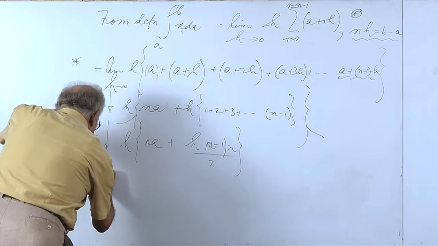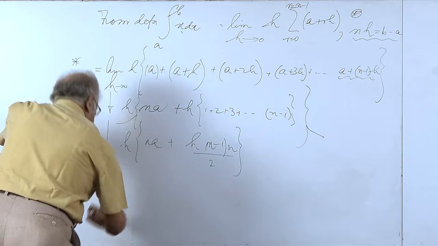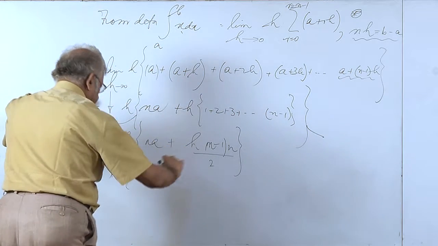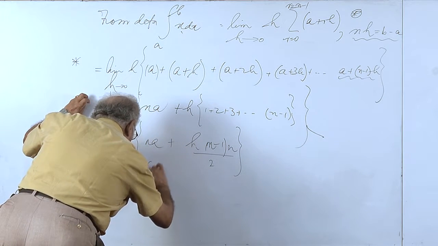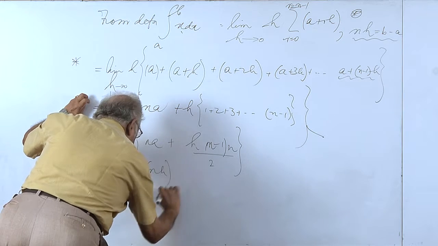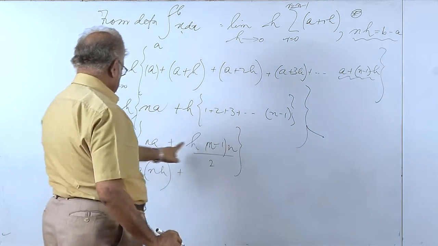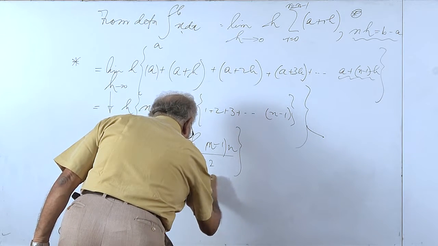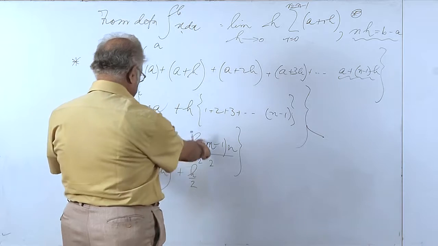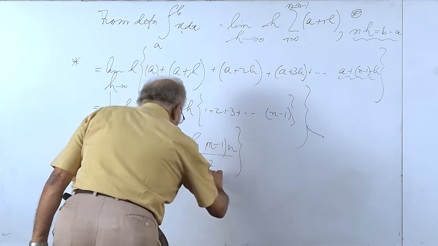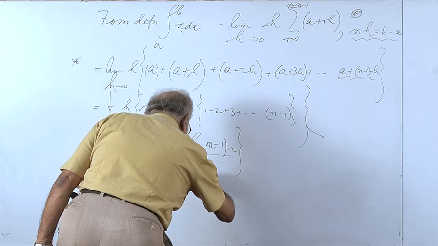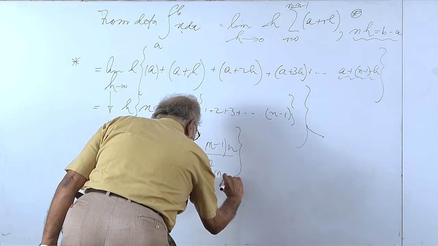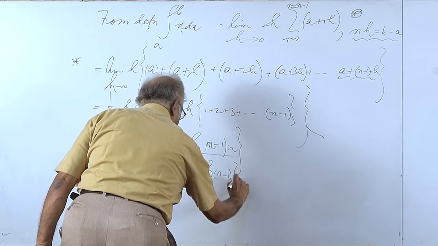This we write as limiting value as h tends to 0. Now we transport the h inside. This we write as a into nh plus, this will be h square by 2, h square by 2, this n and n minus 1. Close this bracket.